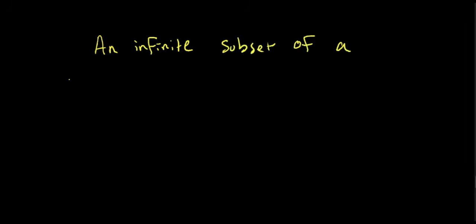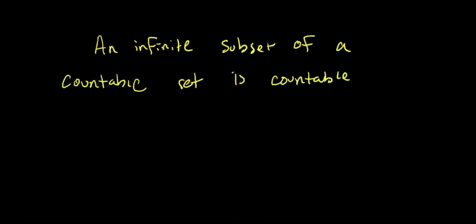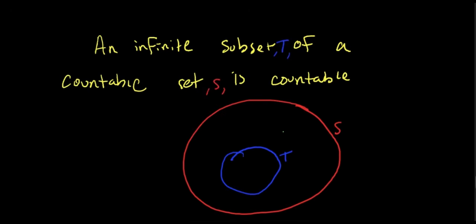By the way, this idea of counting an infinite subset of a countable set by just skipping the elements that don't lie in the subset can be used generally to show that an infinite subset of a countable set is itself countable. So let's say that we have an infinite subset T of a countable set S. The assumption that S is countable means that there's a path that we can take through S that will give a label to any particular element of S.